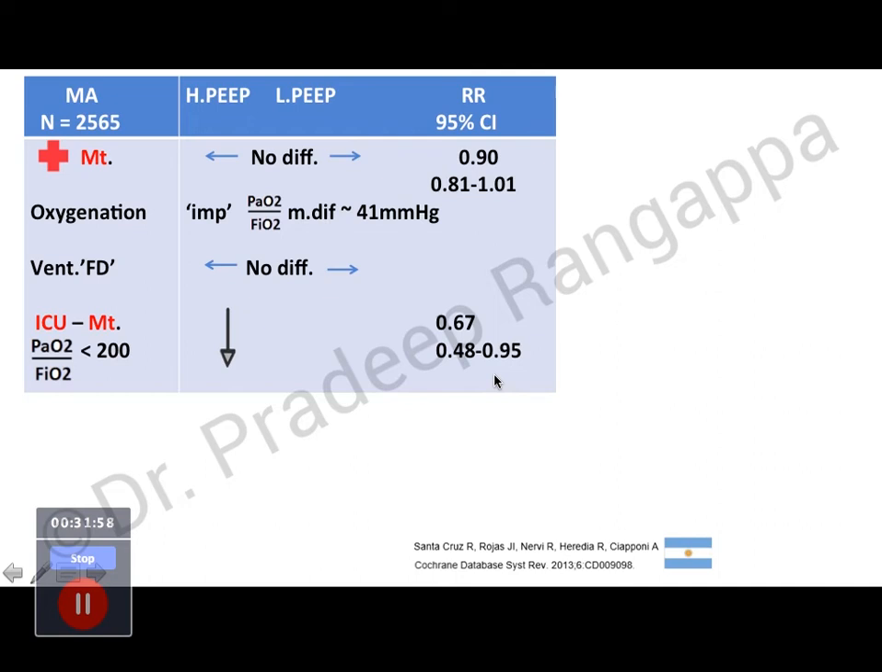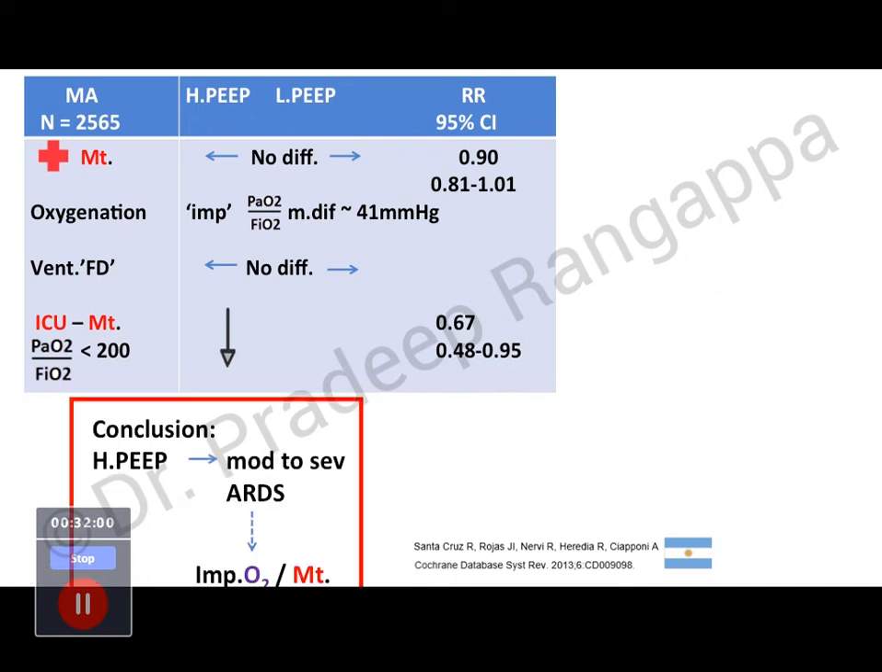So there are two studies, big meta-analyses, which have shown that high PEEP has mortality benefit in ICU and improves the oxygenation. So the conclusions they made were high PEEP in moderate to severe ARDS improves oxygenation and improves mortality, but in mild ARDS maybe you avoid giving high PEEP. So moderate to severe is where you can consider high PEEP.